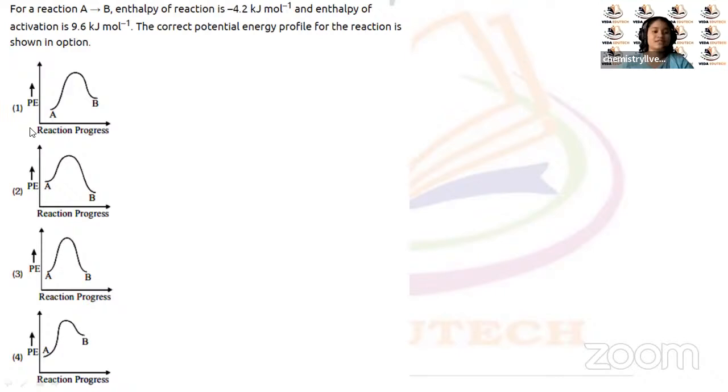Okay, children, let's see what's given here. For a reaction, this much is given, right? Enthalpy of reaction means delta H. H is given negative, right? Negative means it is an exothermic reaction.